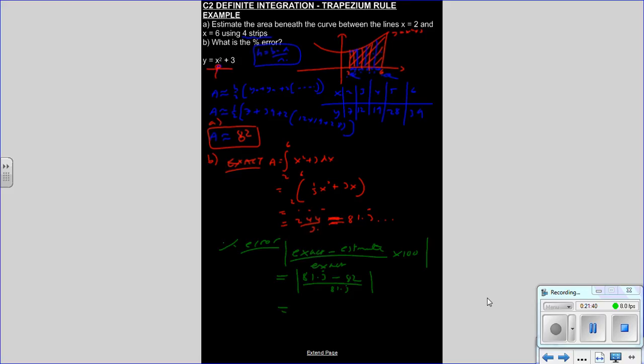So we take 82 divided by the answer and get 0.008, all times by the 100, remember. So times 100, we get 0.82% to 2 decimal places, because that was modded. Okay, that's it. Trapezium rule. Done.